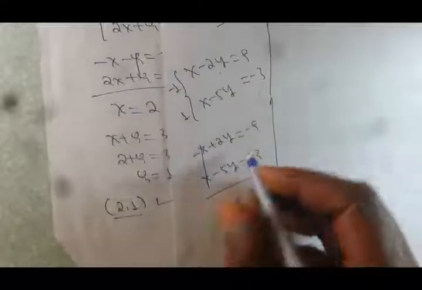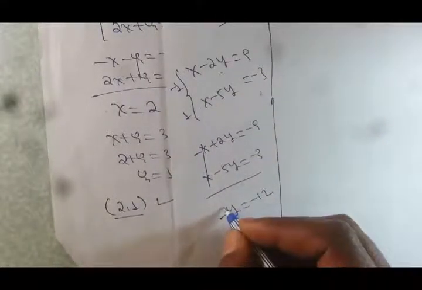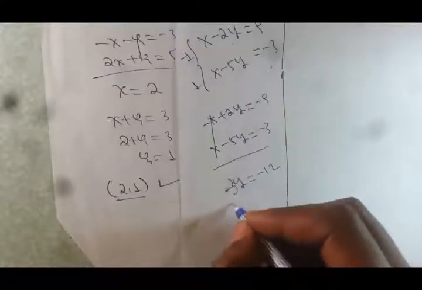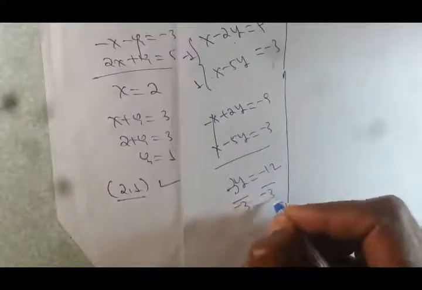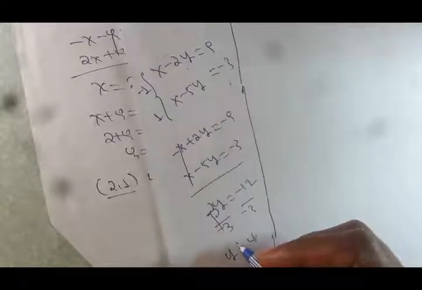Therefore this will be eliminated, and minus 3y is equal to minus 12. Dividing by minus 3 on both sides, the value of y is equal to 4. And we are also asked to find the value of x.